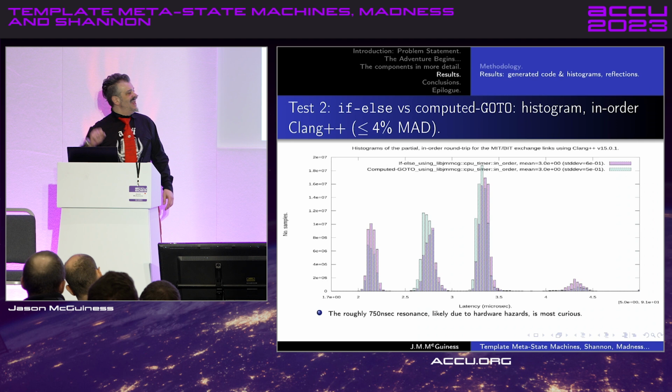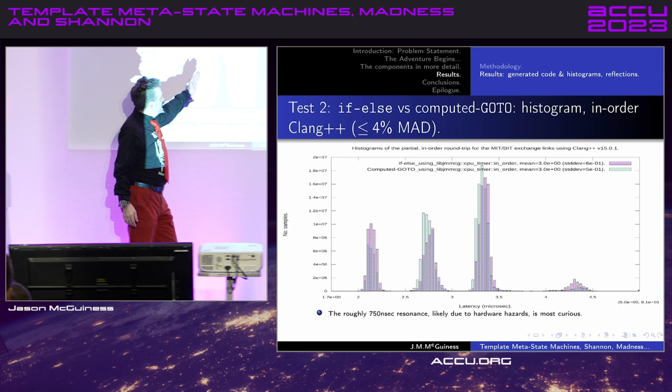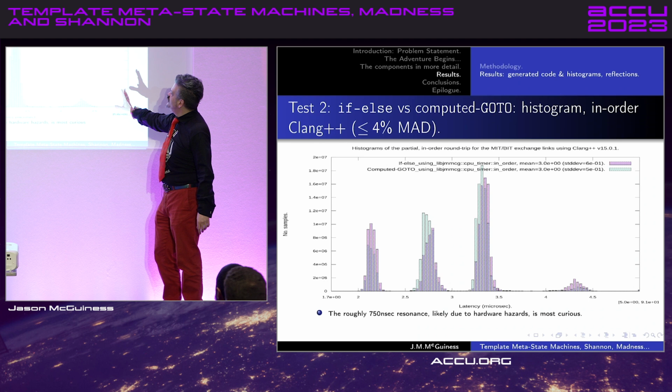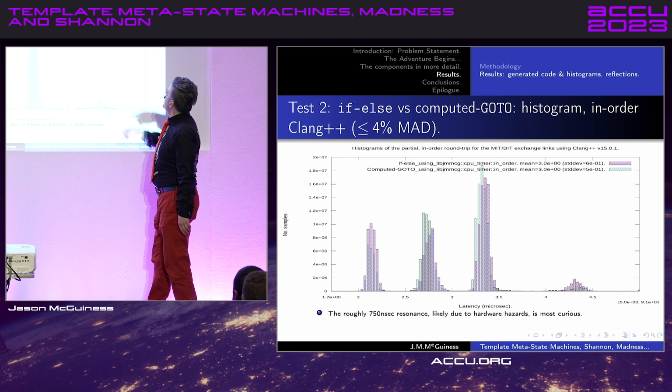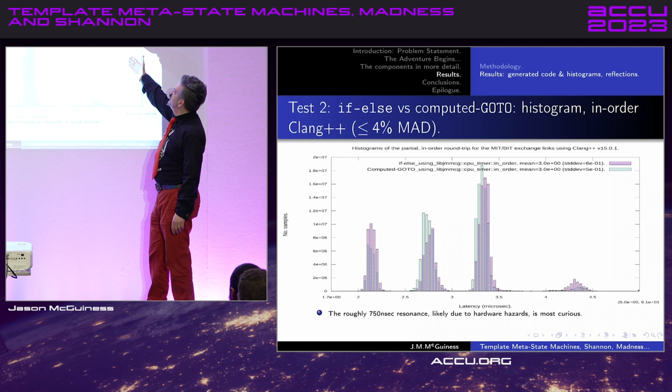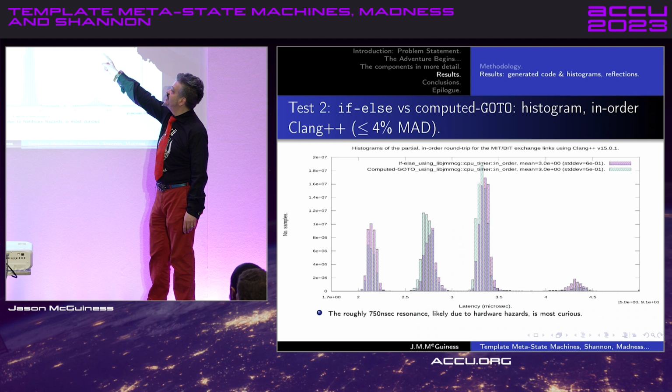Notice the difference in the graphs. We've got resonances occurring, one might term it, but we can also see that, look, there's the if else, there's the computed goto, there's if else versus computed goto. Which one is faster? There's our statistics. The standard deviation, evil standard deviation. I managed to get better mean average deviation on this. So I managed to get slightly better statistics.